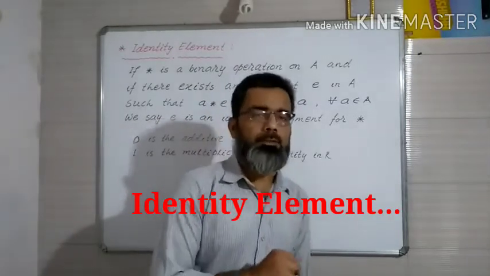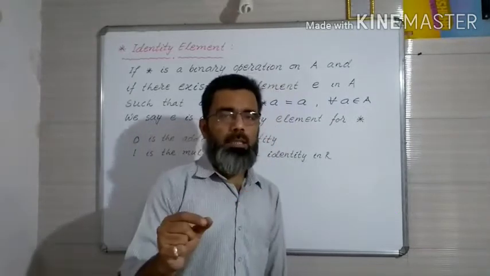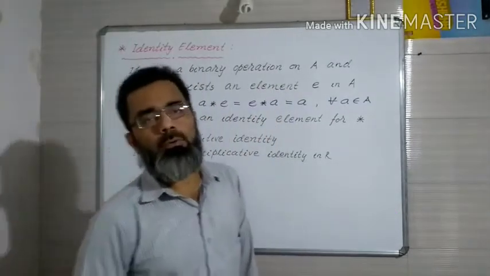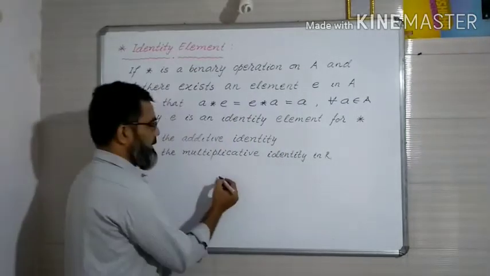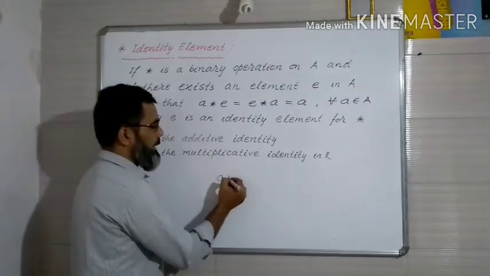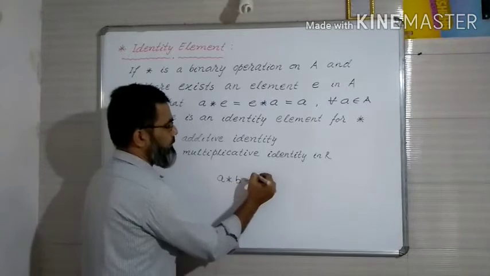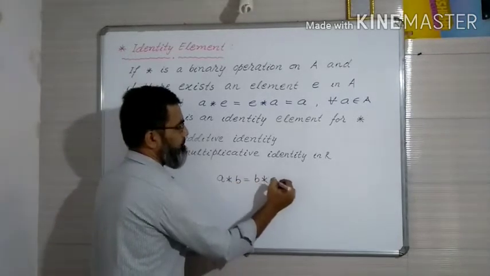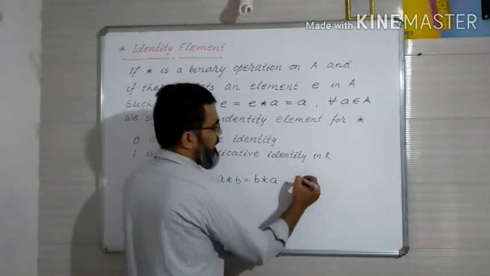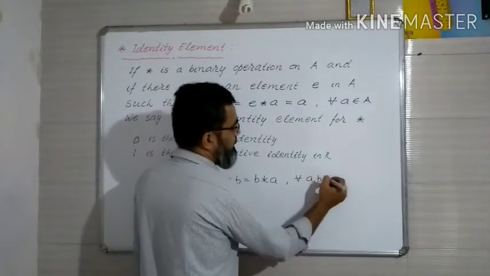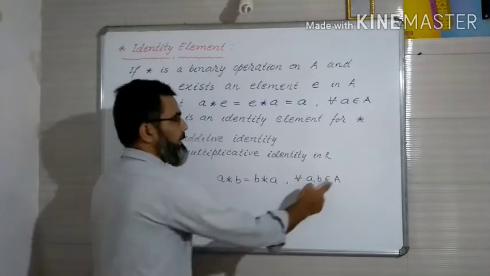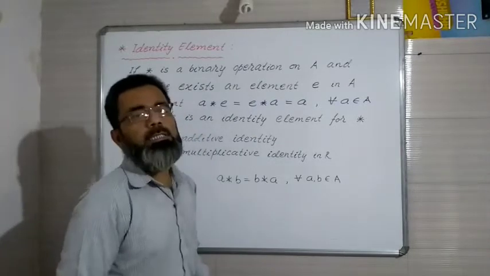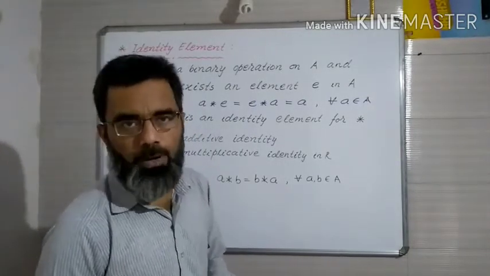See students, now we know commutative law very well. What is commutative law? Commutative law is A star B is equal to B star A for every A, B belongs to A. What is A? Capital A is the set on which binary operation is defined.